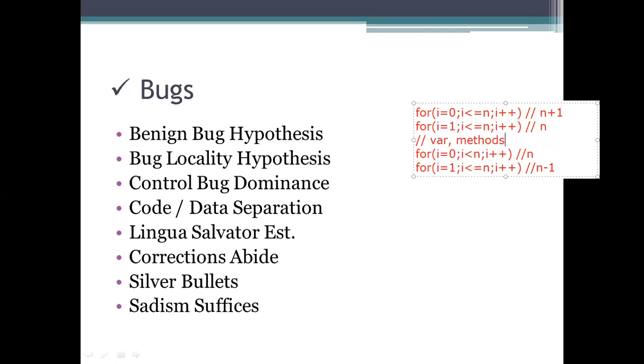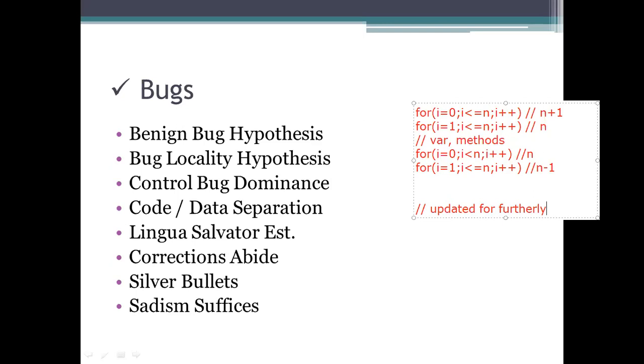So the loop you have been using will be affecting the variables and the methods you have been specifying. And the other thing here is, after executing the loop, the updated values of the variables or the methods will be used for further execution. Any bug that has occurred at this line of code, we need to see whether this bug is affecting somewhere or not. That is the locality hypothesis.